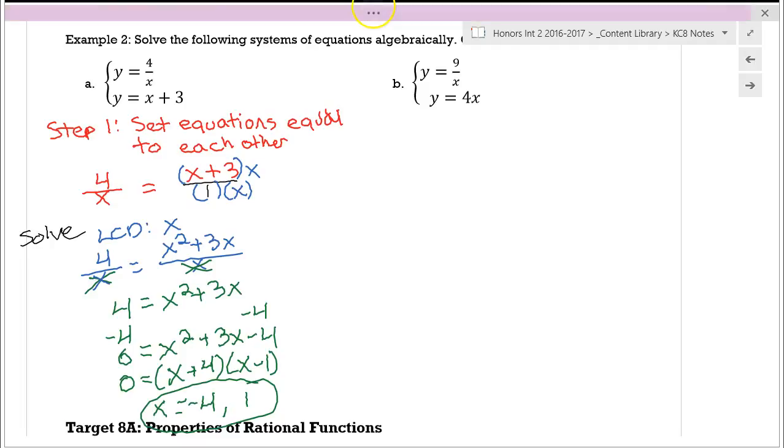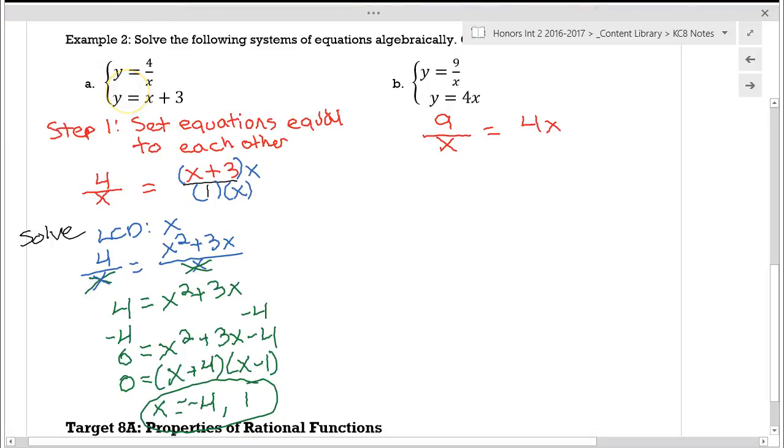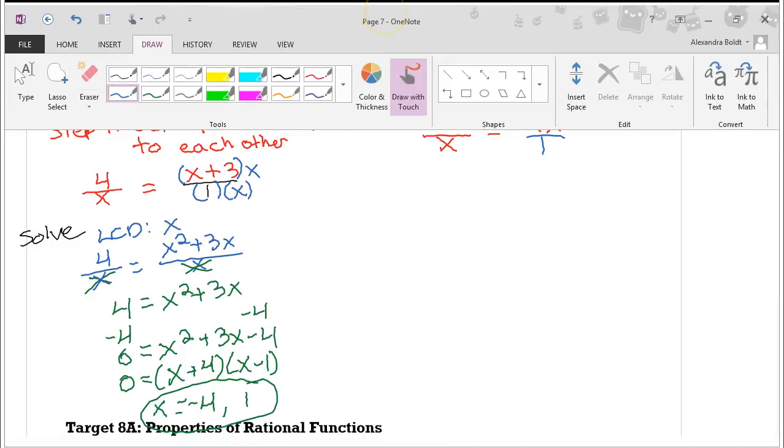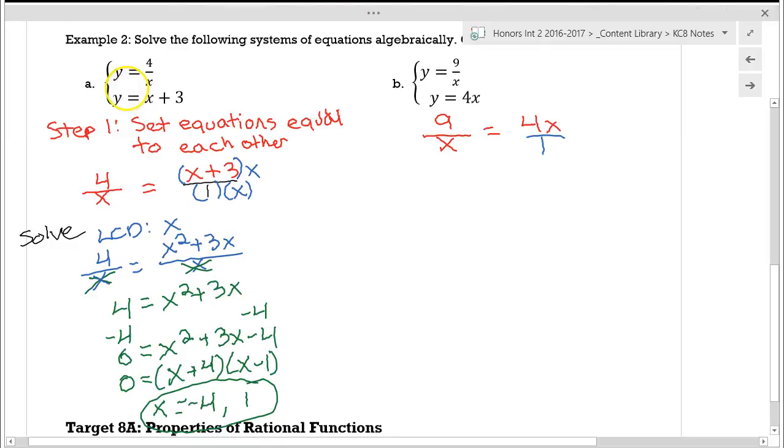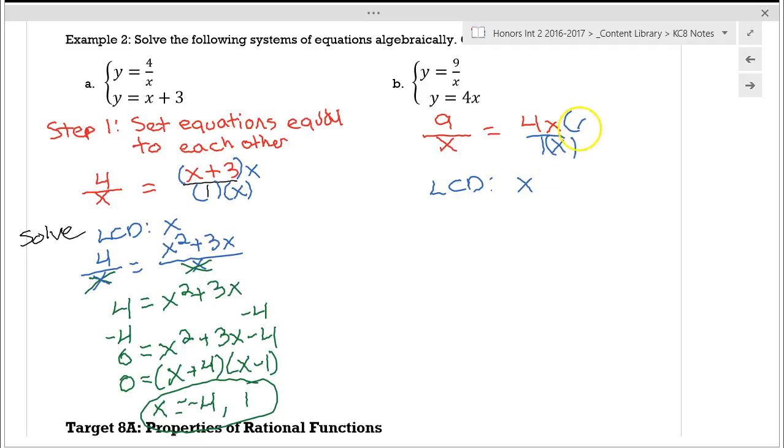Alright, looking at B. Again, setting equal to each other, I have 9 over x equals 4x. And again, 4x is really over 1. So my LCD, again, is just x. My first equation isn't missing anything. My second equation is missing an x. So now I have 9 equals 4x squared.